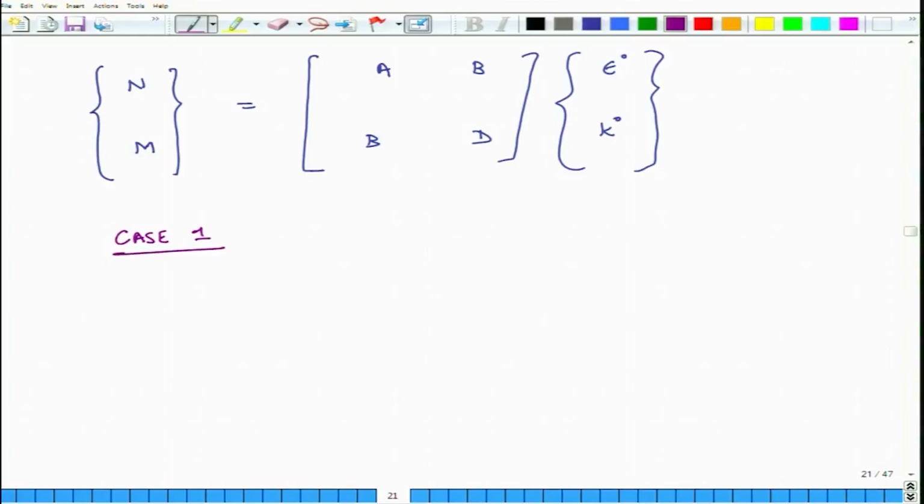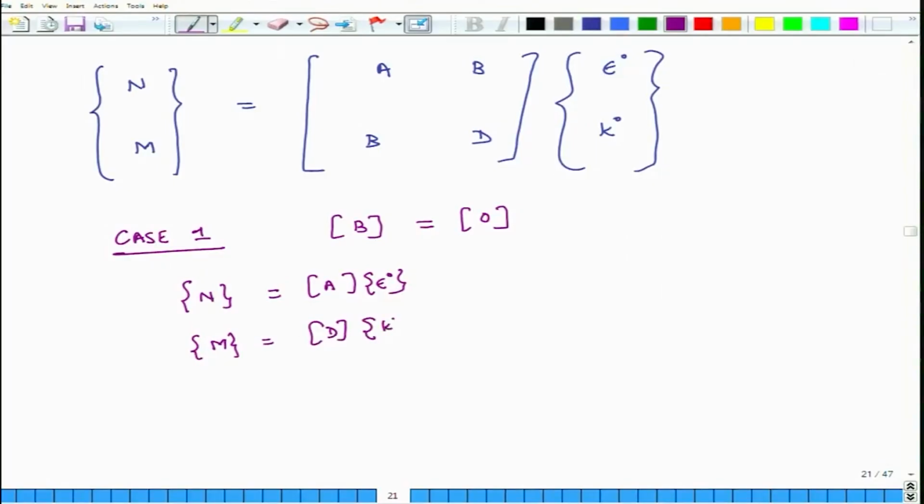we can have a lamination sequence, we can have a laminate such that, and we will discuss the conditions when that happens maybe later, all the elements in the B matrix are 0. Then N equals A times epsilon and M equals D times curvatures.